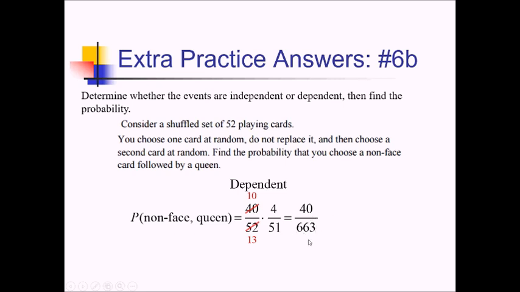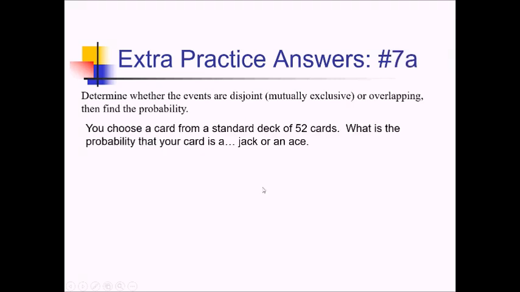So there's our probability. For this set of problems, we want to determine whether our events are disjoint, also known as mutually exclusive, or overlapping, and then find the probability. So first situation here, we choose a card from a standard deck of 52 cards, and this will be the situation throughout, and then we want to know what is the probability that our card is a jack or an ace. Now, since we're dealing with or, that means we're going to have to add some probabilities together, but we might also need to subtract some overlapping probabilities.